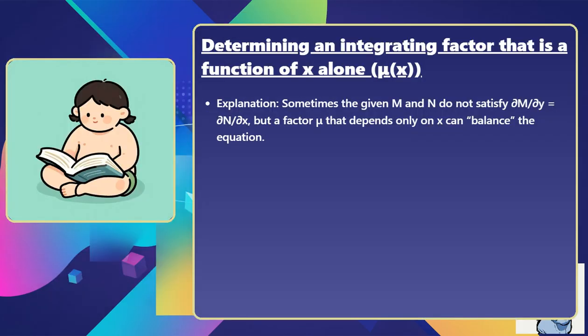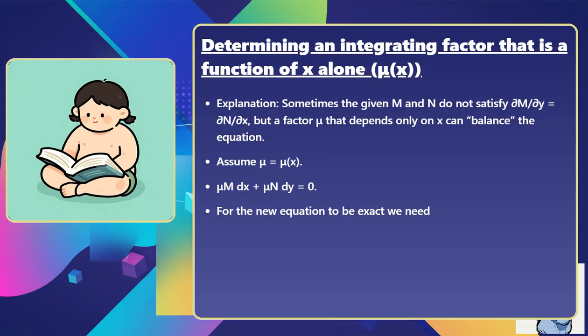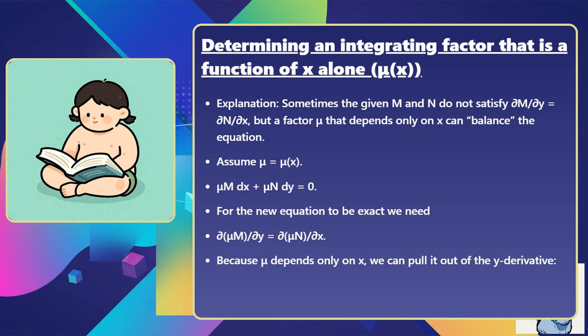Sometimes the given M and N do not satisfy partial M by y = partial N by x, but a factor mu that depends only on x can balance the equation. Assume mu = mu(x). Then mu M dx + mu N dy = 0. For the new equation to be exact, we need partial of mu M with respect to y equal to partial of mu N with respect to x. Because mu depends only on x, we can pull it out of the y derivative: mu times partial M by y = mu' N + mu times partial N by x.